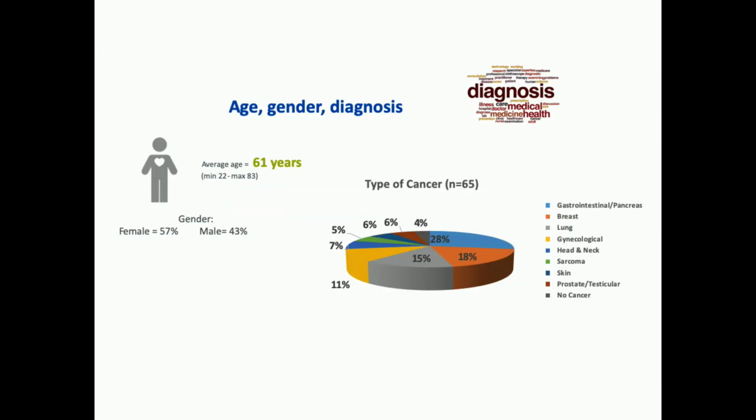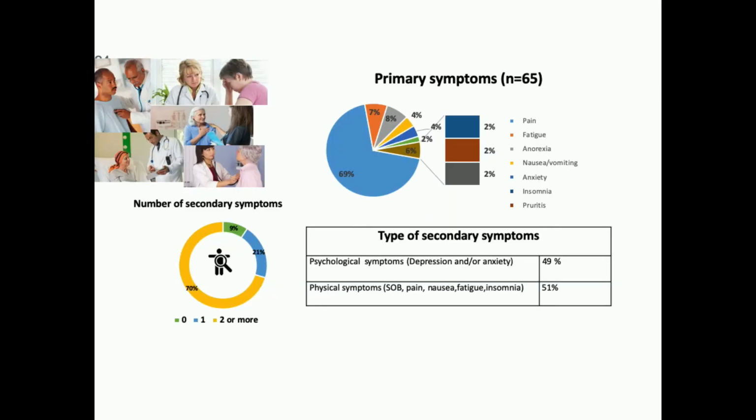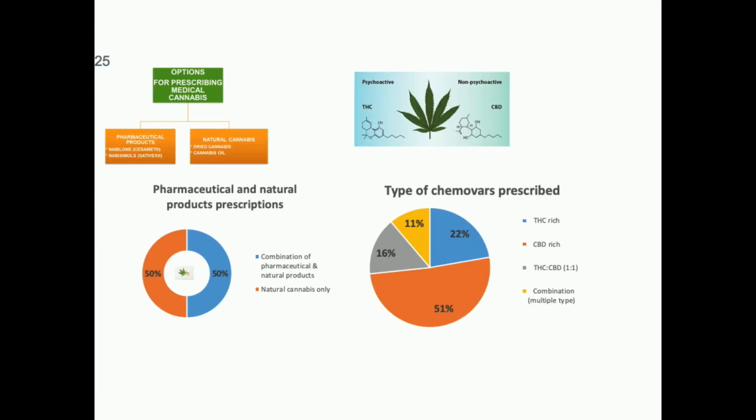So these are our results. You can see more or less the demographic and clinical characteristics. These patients were fully actively treated oncologically, so they are not dying patients, not terminally ill patients. Important: these patients never come with just one symptom. It's always a combination of many symptoms, physical and psychological, almost as important as the primary symptom.